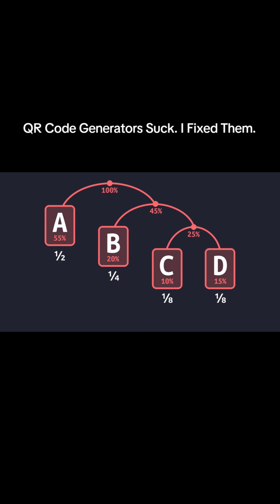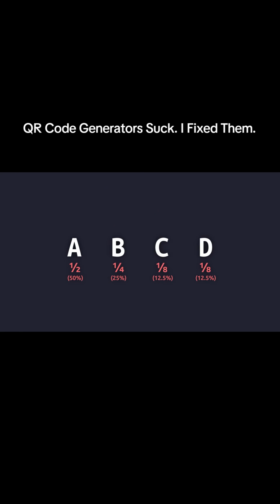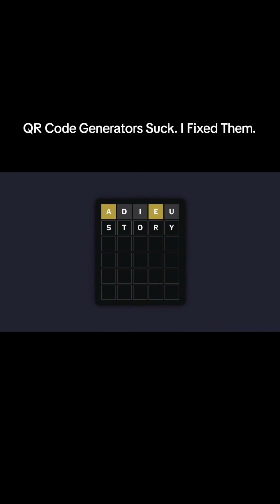If we turn those percentages into fractions, it becomes a bit more clear. Those are powers of 2, which makes sense because a Huffman tree is a binary tree. It's only ever fully accurate if the input distribution is split into powers of 2. And as you might have guessed, the English alphabet isn't.